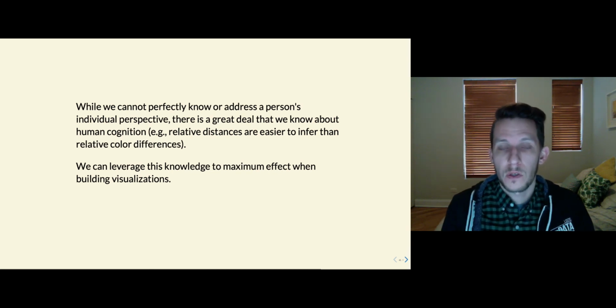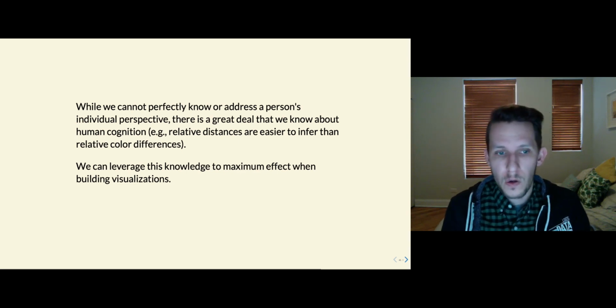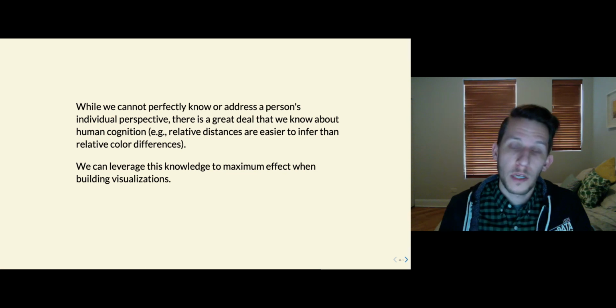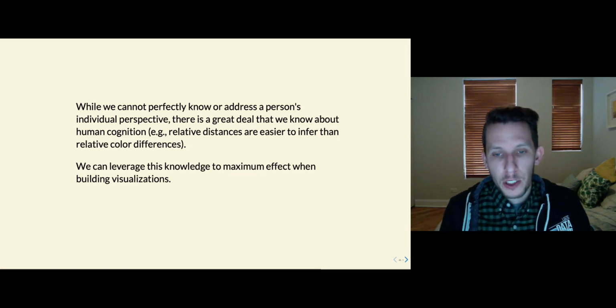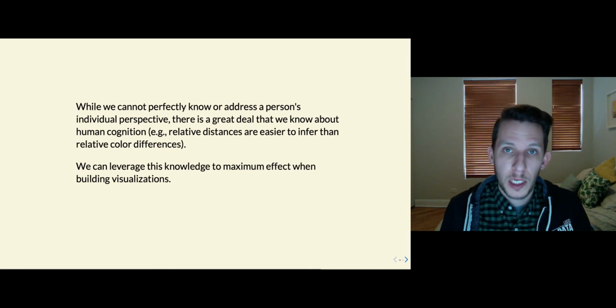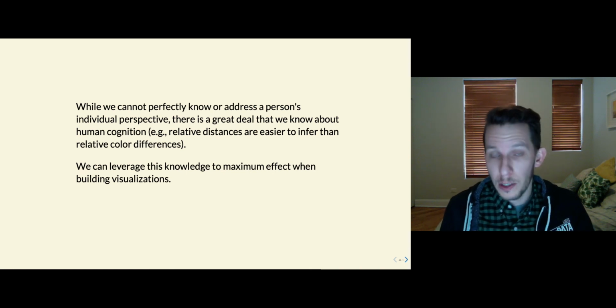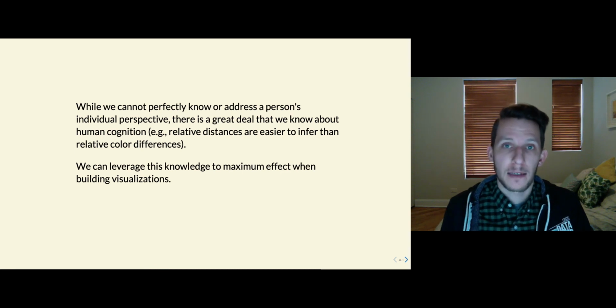And so if we can build visualizations that use the fact that humans can perceive some things easier than others, we can tell better stories, again, by reducing cognitive load. We'll talk about this more in talks later this week. But we want to leverage these differences in human cognition, things that are easy to quickly interpret, things that are challenging to interpret, to maximum effect. We want to make sure that we always make things as easy as possible for our audience.